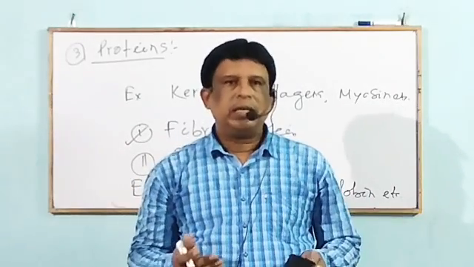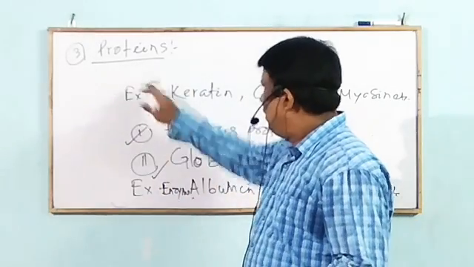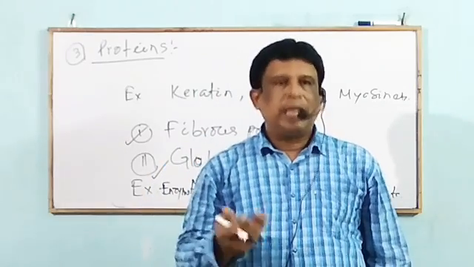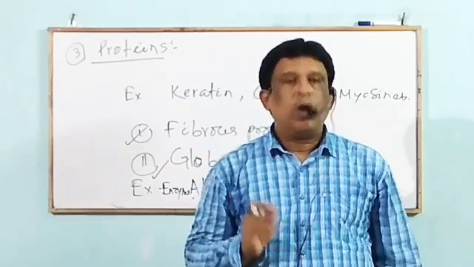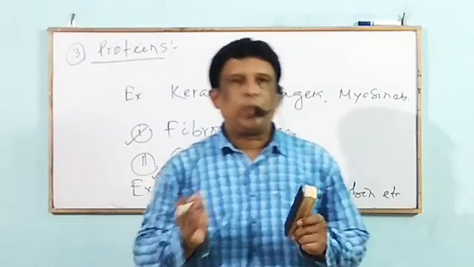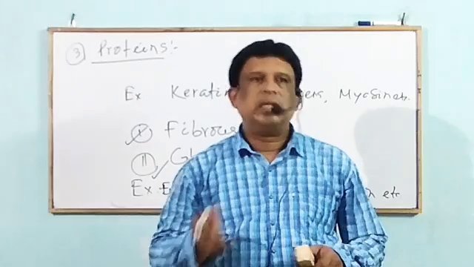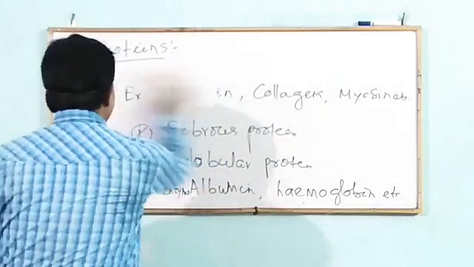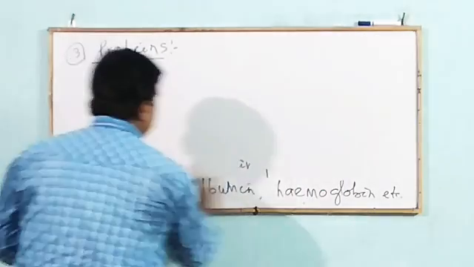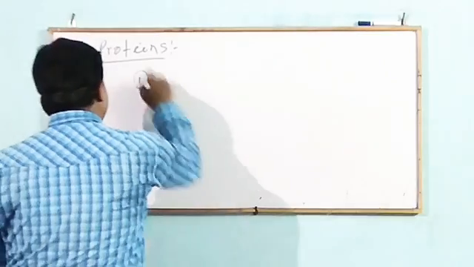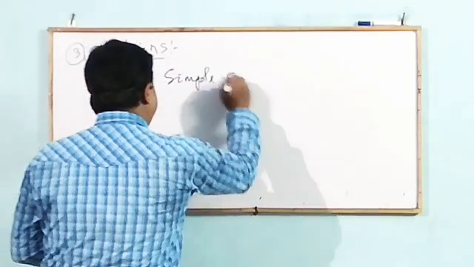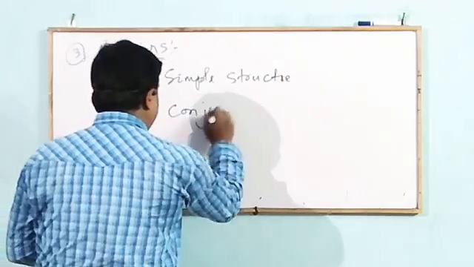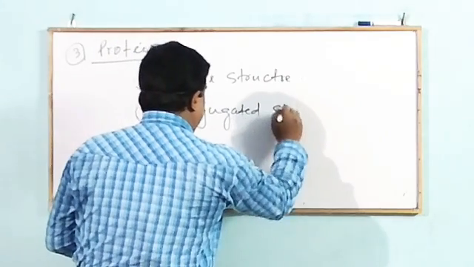That is the first category, classification on the basis of molecular structure. Then we go to the second category, that is on the basis of chemical composition, on the product they give upon hydrolysis. There are two types: one is simple protein and one is conjugated protein. We discuss one by one.